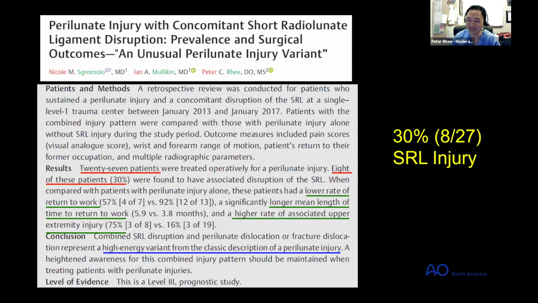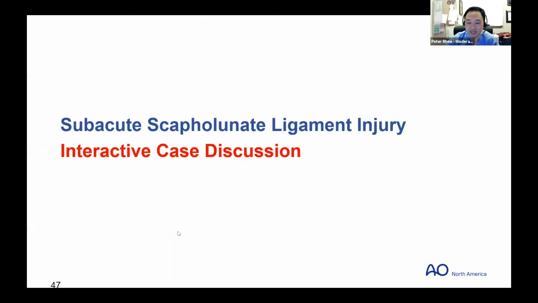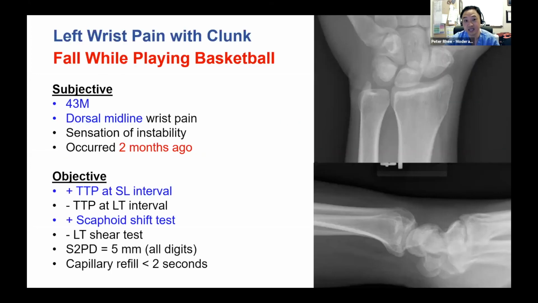I don't mean to, other than the fact that I was like, this can't happen. Mayfield never said this happened, but it can. So just recognize that there's so many different variants. You just have to recognize all the critical structures that need to be repaired. I'm going to close that section out. We have 30 more minutes, and it just adds on to our perilunate carpal instability talk, which is subacute SL injuries. Now let's think about this patient.